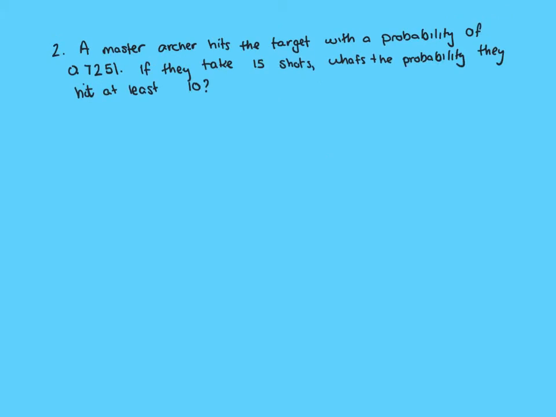Okay, on this next problem, we have that a master archer hits a target with a set probability of 0.7251. If they take 15 shots, what's the probability they make at least 10? Right, so here I have a repeated trial. I'm taking 15 different shots. I have a probability of success of 0.7251, and then I want to get at least 10, right? So the number has got to be greater than or equal to 10. So this setup gives us this Bernoulli problem.